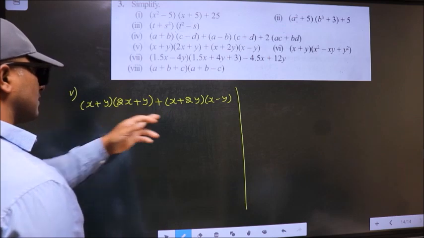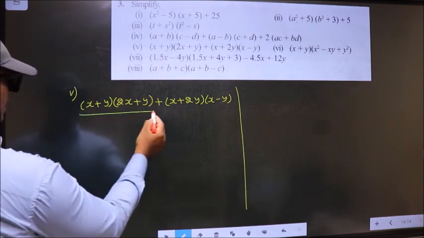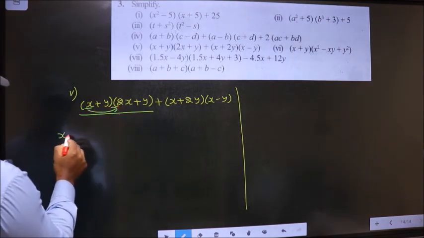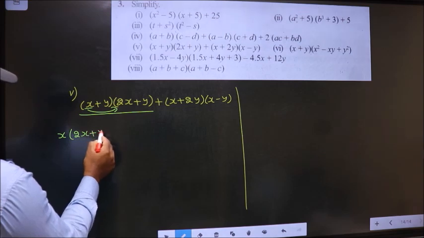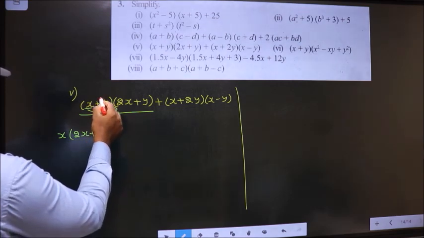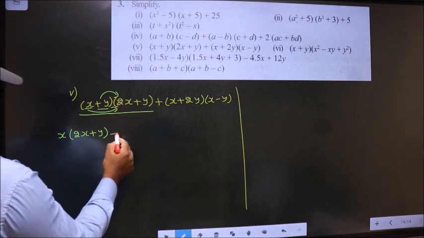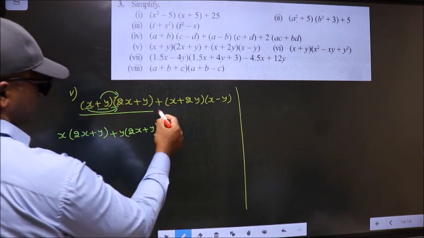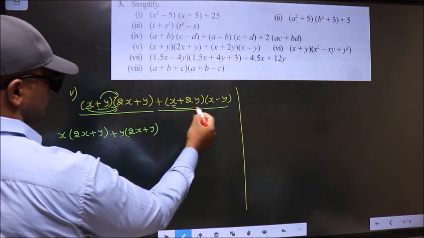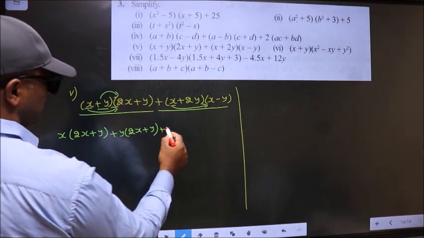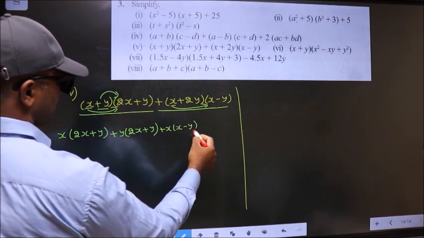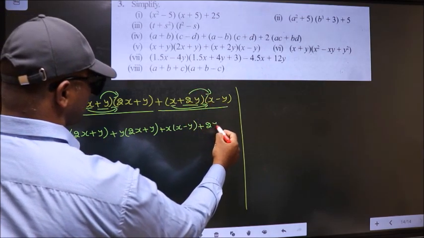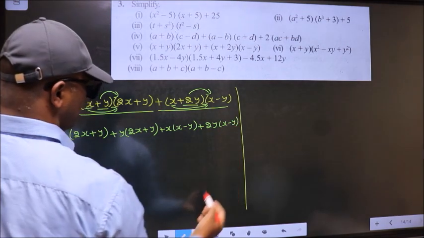Now to simplify this, first over here with x we should multiply this bracket. We get x times 2x plus y. In the same way with plus y we should multiply this bracket, that is plus y into 2x plus y. Now here with x we should multiply this bracket, that is plus x into x minus y. Now with plus 2y we should multiply this bracket, 2y into x minus y.